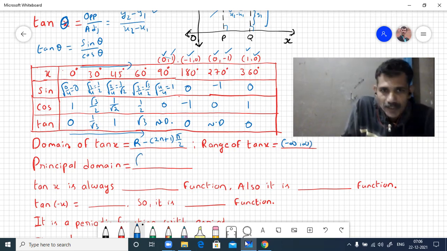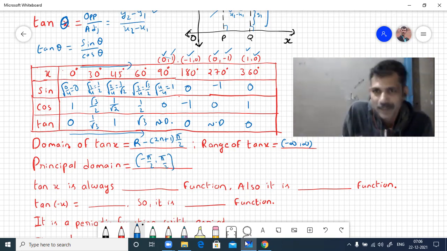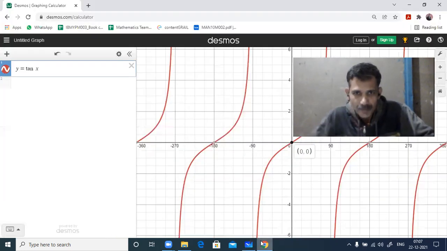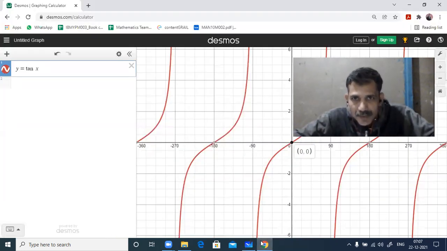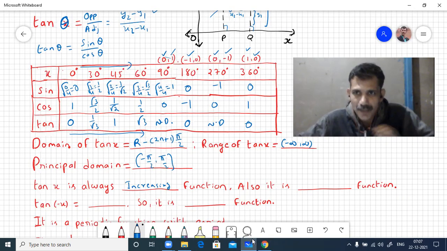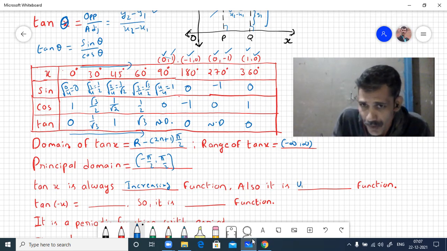Okay, principal domain we have seen, minus pi by 2 to pi by 2, minus 90 to 90. And tan x is always an increasing function. Okay. Graph also you have observed, no? If you see the graph, from bottom to top, it is increasing, observe. Everywhere, it might be discontinuous, but it is increasing. And also it is not bounded, unbounded, we can say.